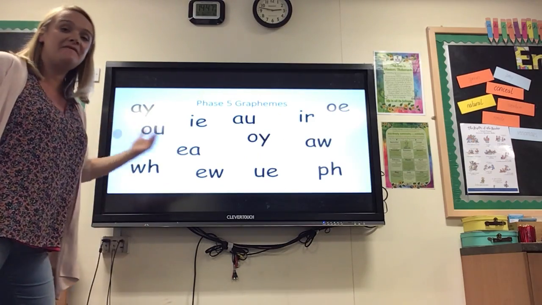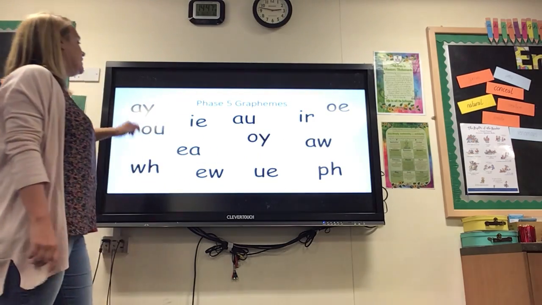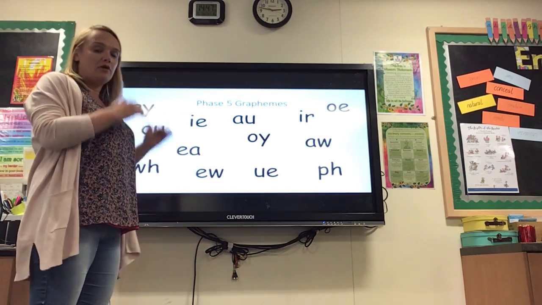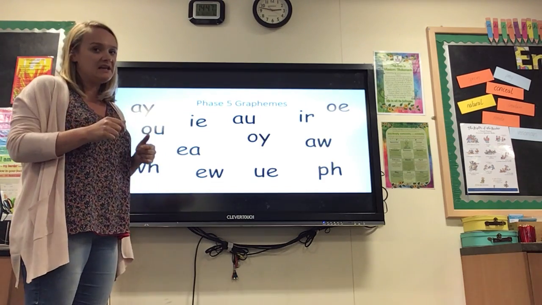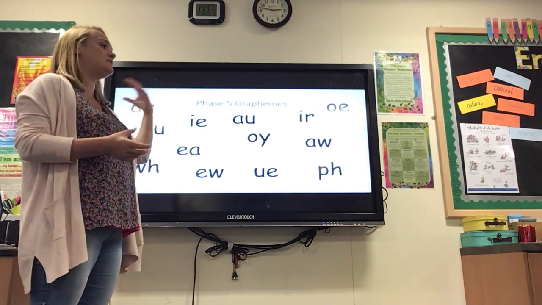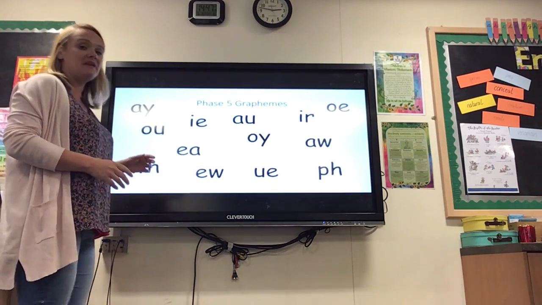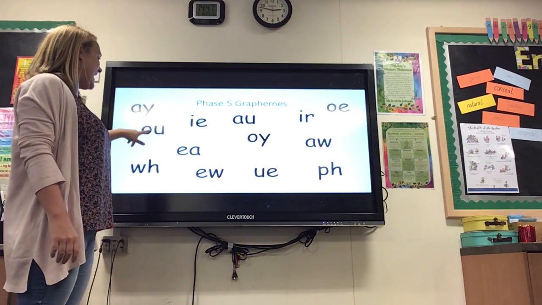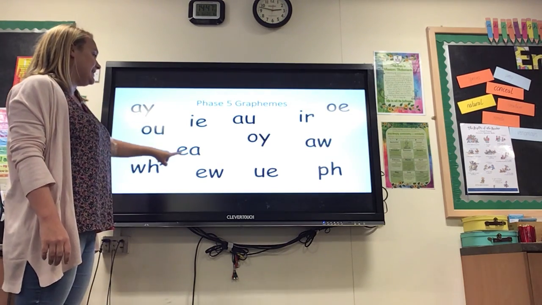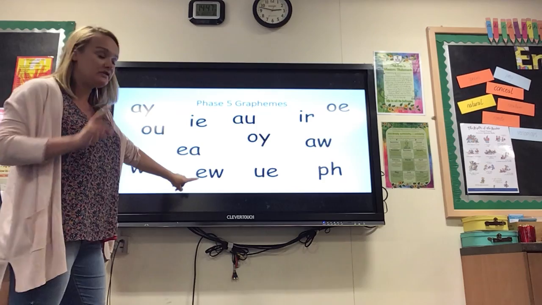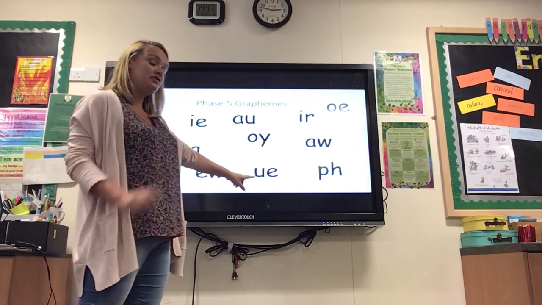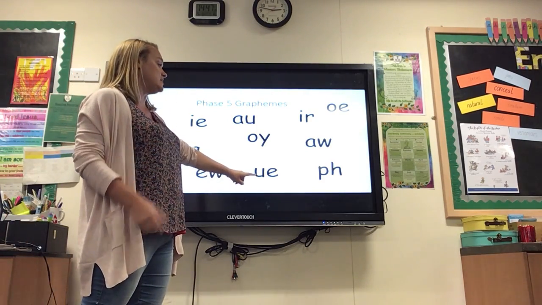Okay? These are your phase five graphemes. Pause, go through them. Which ones did you get right? Which ones did you get wrong? Which ones did you get wrong last time? Go over them. Now go through them. Ready? A, ow, w, e. Two sounds, oo and you.